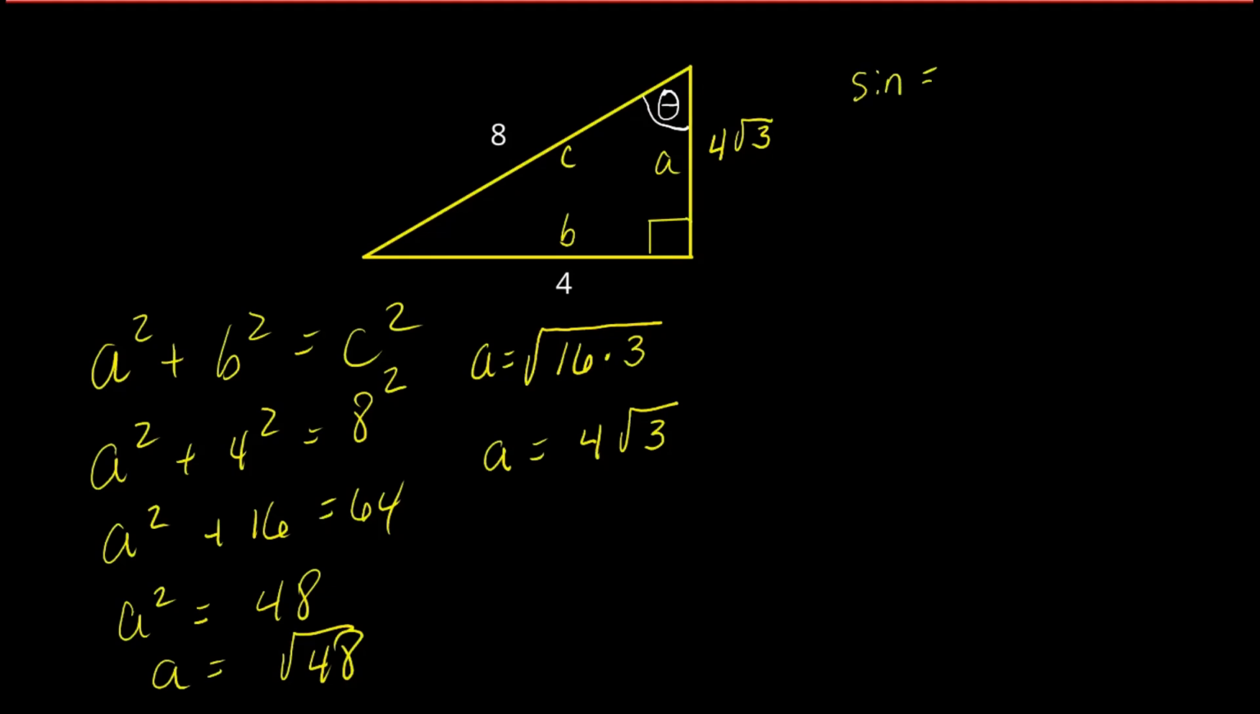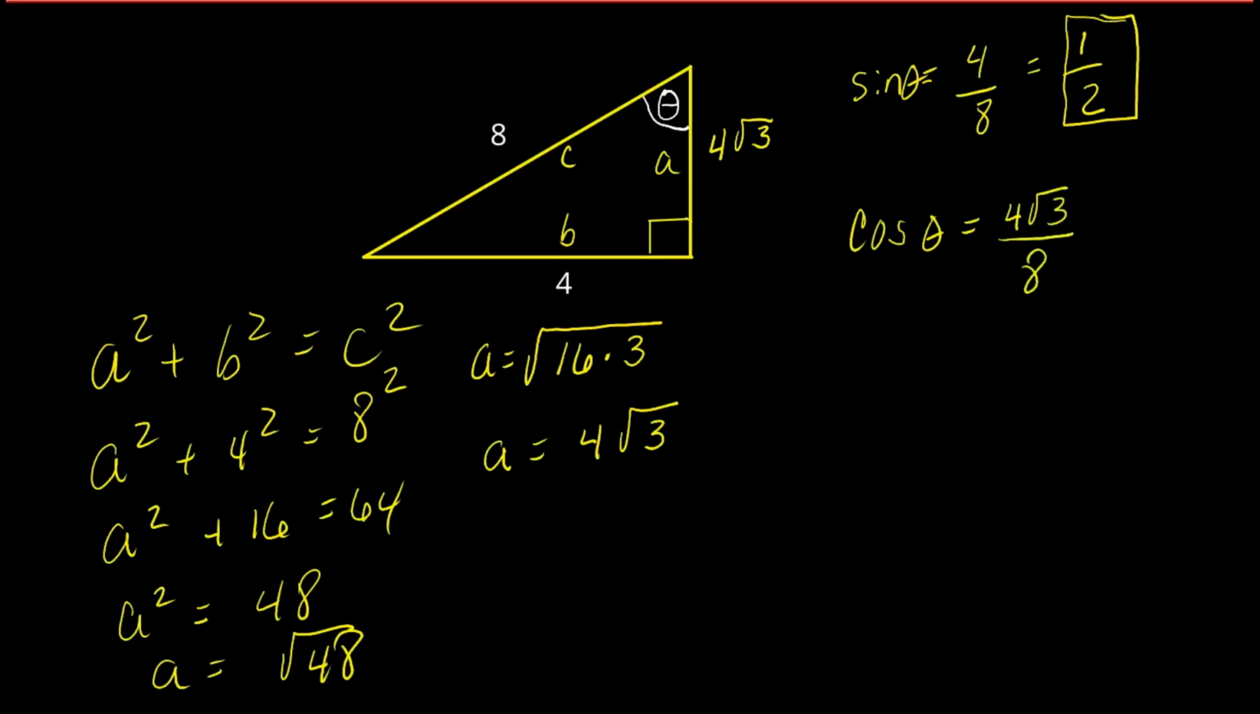Okay, so sine is equal to the side opposite over hypotenuse. So the side opposite is 4 over 8, which reduces down to 1/2. So cosine theta is equal to adjacent over hypotenuse. So the adjacent side is 4 square root of 3 over 8. I can divide by 4 there, so it gives me the square root of 3 over 2.